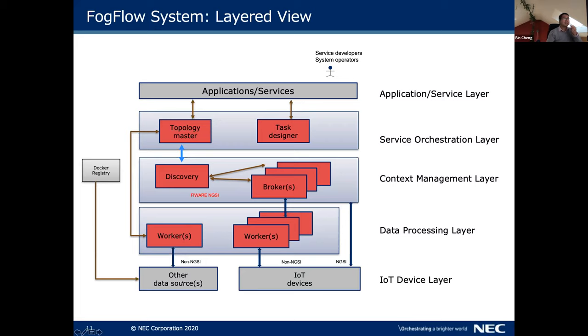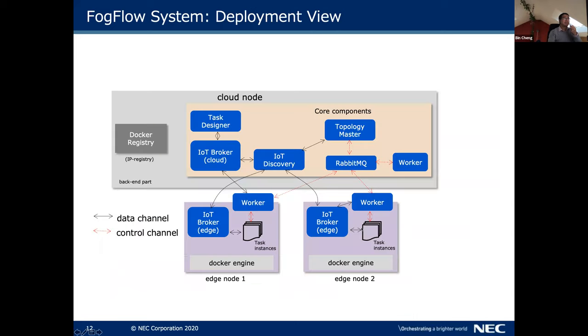And then the lower layer is the data source layer or device layer, which basically produces data and reports it to the system, but also consumes data produced by the data processing tasks in the system. So this may be more concrete than that layered view.